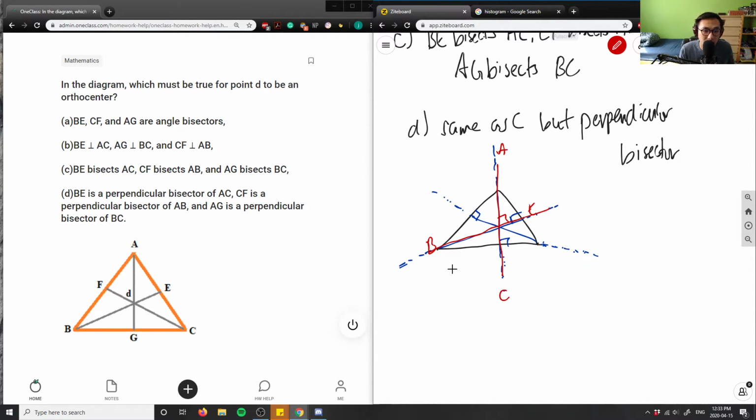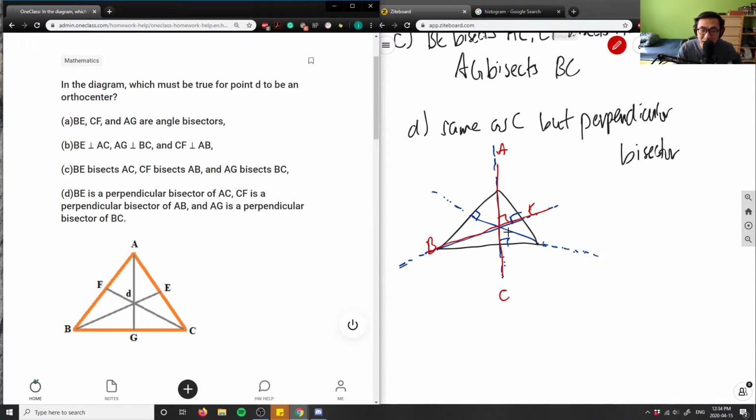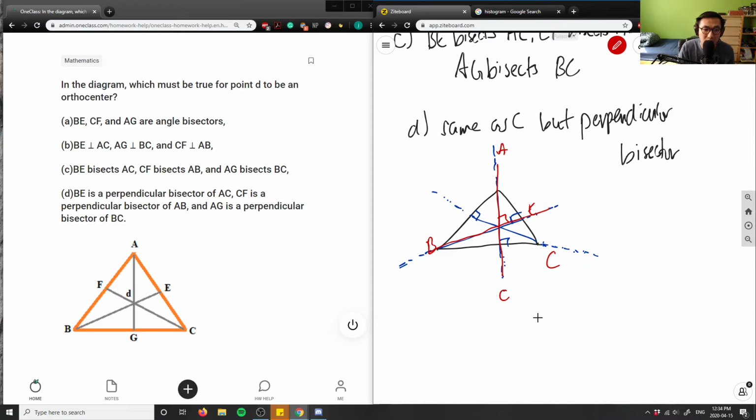In this case, the wording is confusing, because it says BE is a perpendicular bisector of AC, and that's actually not correct. If BE is a perpendicular bisector of AC, that doesn't make sense, right? AC from A to C is this line. Sorry, this here is G. AC is this line here. Sorry, I wrote the wrong line. It's actually this line here.